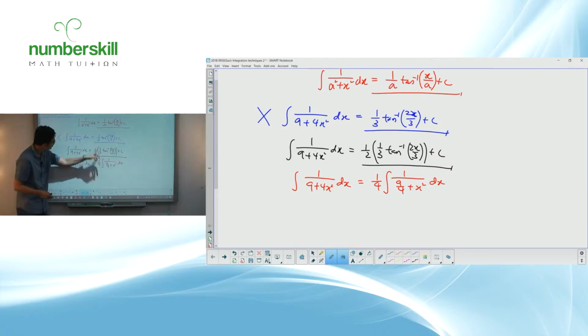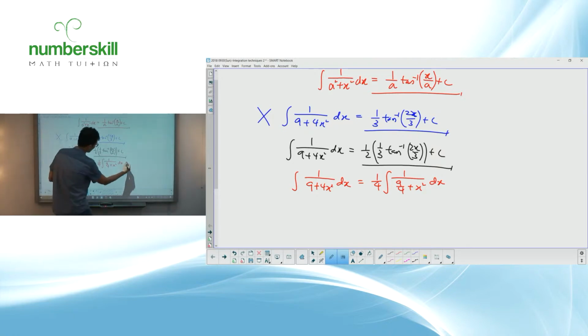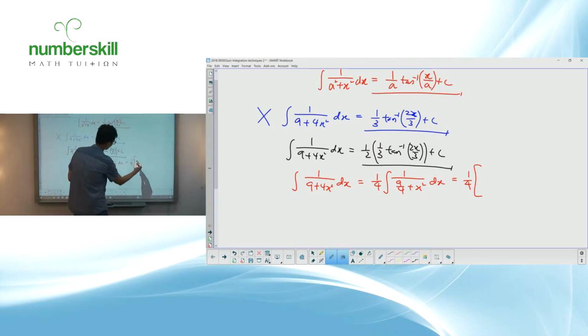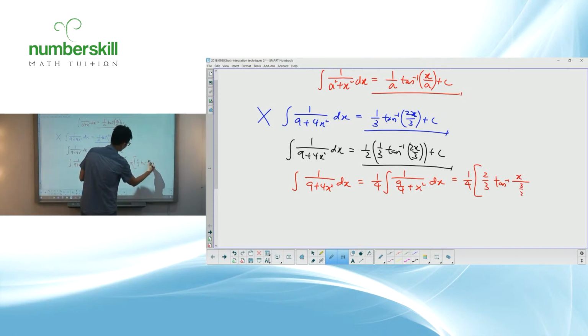You really just use the formula word for word, letter for letter, you can't go wrong. Because your x is now 1x, same as the formula. Understand? And you can just apply the formula. Let me show you. So you have 1/a. What is a? A is 3/2. So 1/(3/2) is 2/3, right? So 2/3, tangent inverse x over 3/2, which is your 2x/3 plus c.